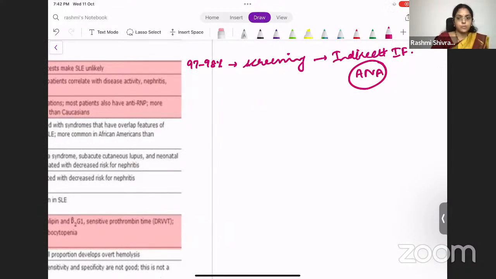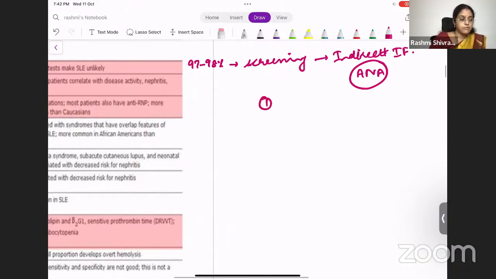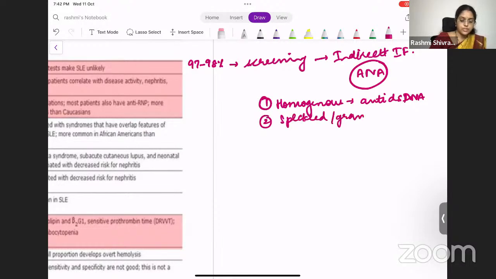A few important things that you must remember here. The first one, what is the first pattern? Homogeneous pattern. When it is homogeneous, then it is anti-dsDNA, anti-double stranded DNA, right? If it is speckled or granular, I have some pictures, I'll show you those pictures also. When it is speckled or granular, it is anti-Smith antibody or anti-RNP antibody. All these are likely.